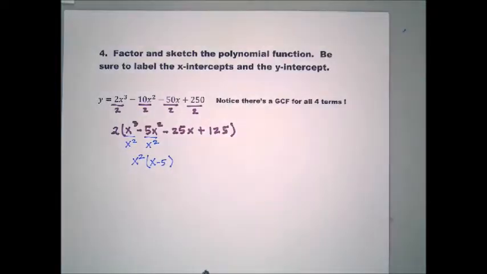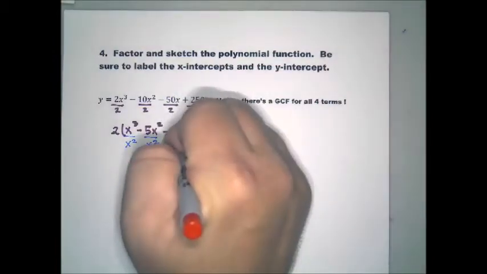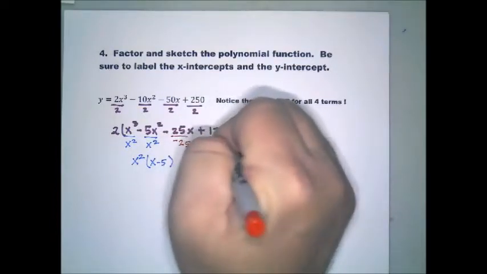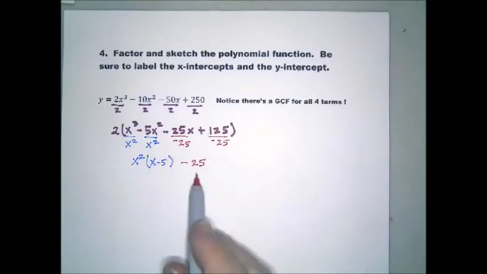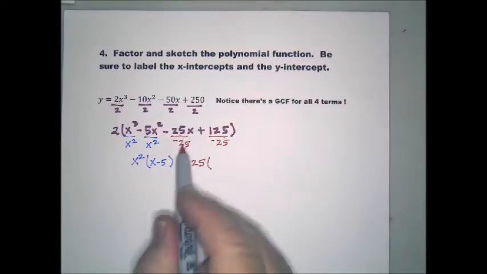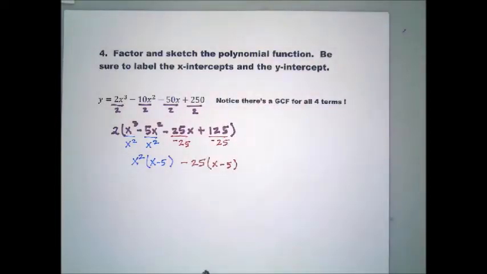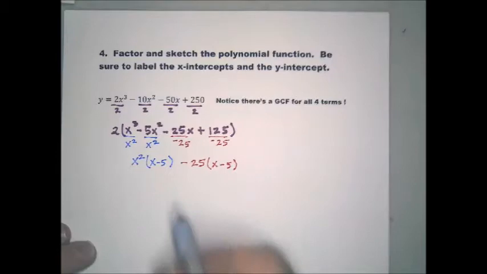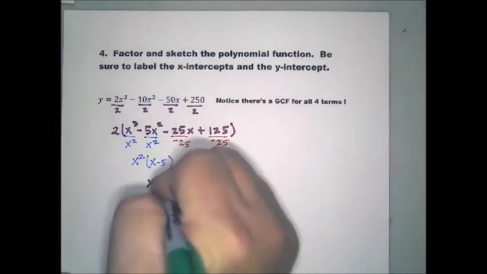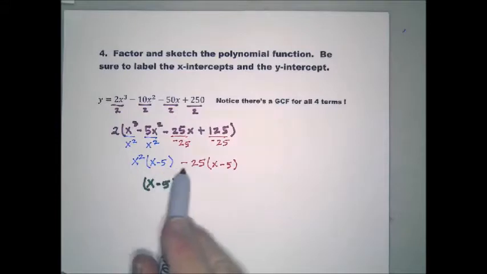Now moving on to the second 2 terms, I'm going to factor out a negative 25. There's the negative 25 that I just factored out, and I'm going to be left with positive x minus 5. And now I'm at the point where both of these terms have an x minus 5 in them, so I can factor out the x minus 5 as the common factor of these 2 terms, and I'm left with x squared minus 25.